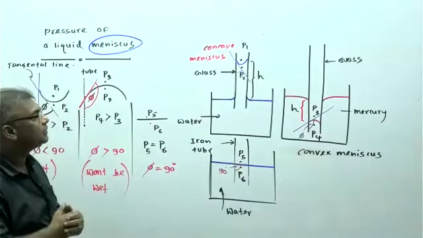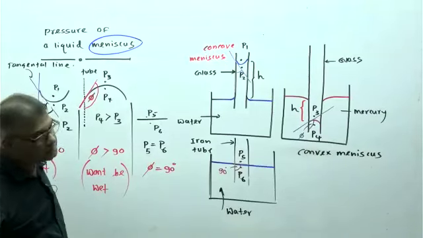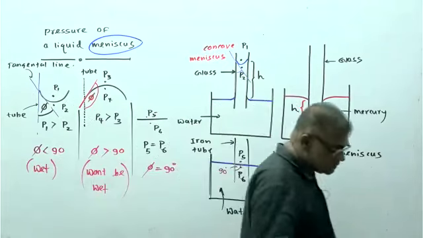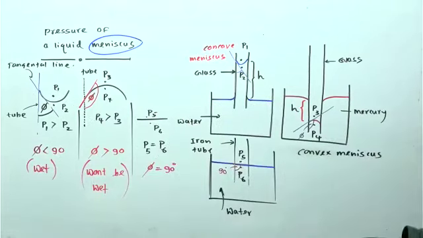As the type of the liquid, comma, type of the contacted tube material, and the temperature of the liquid.